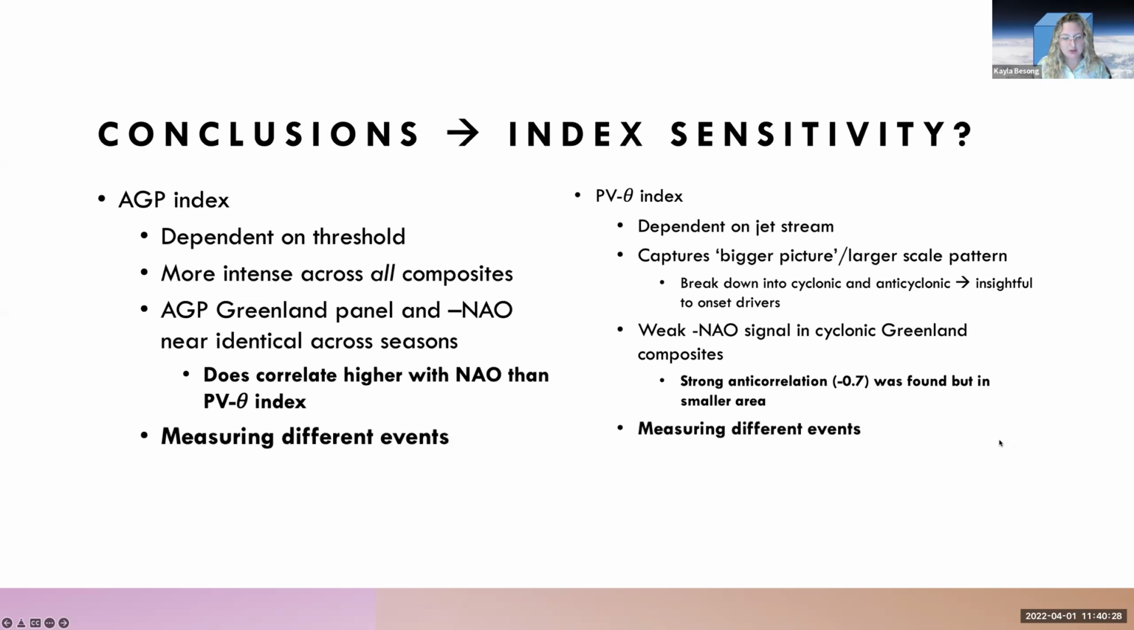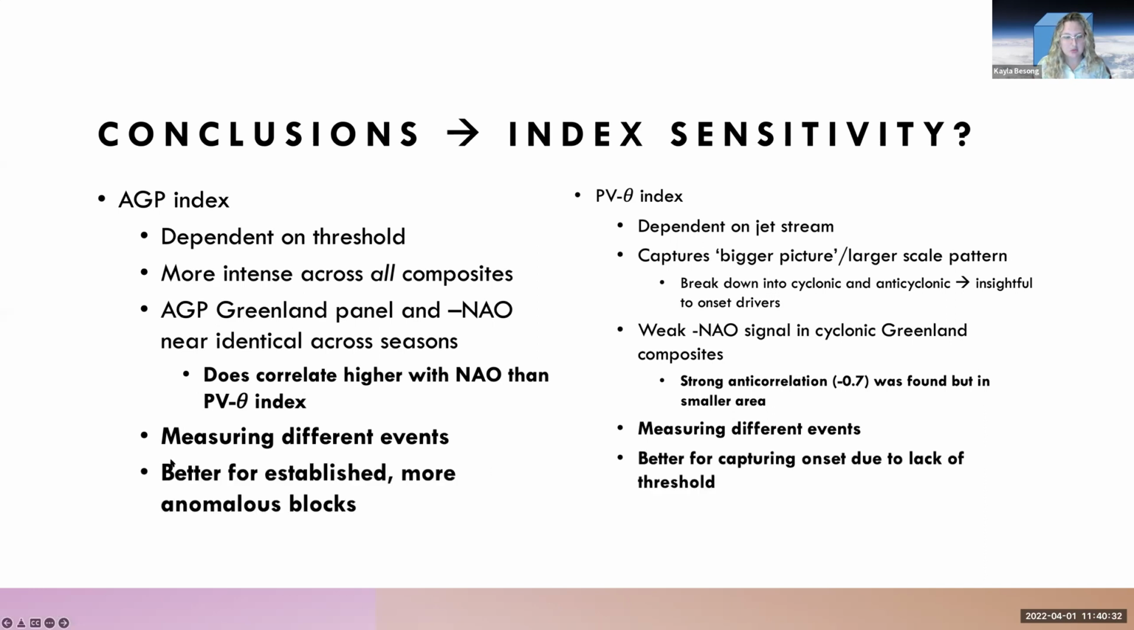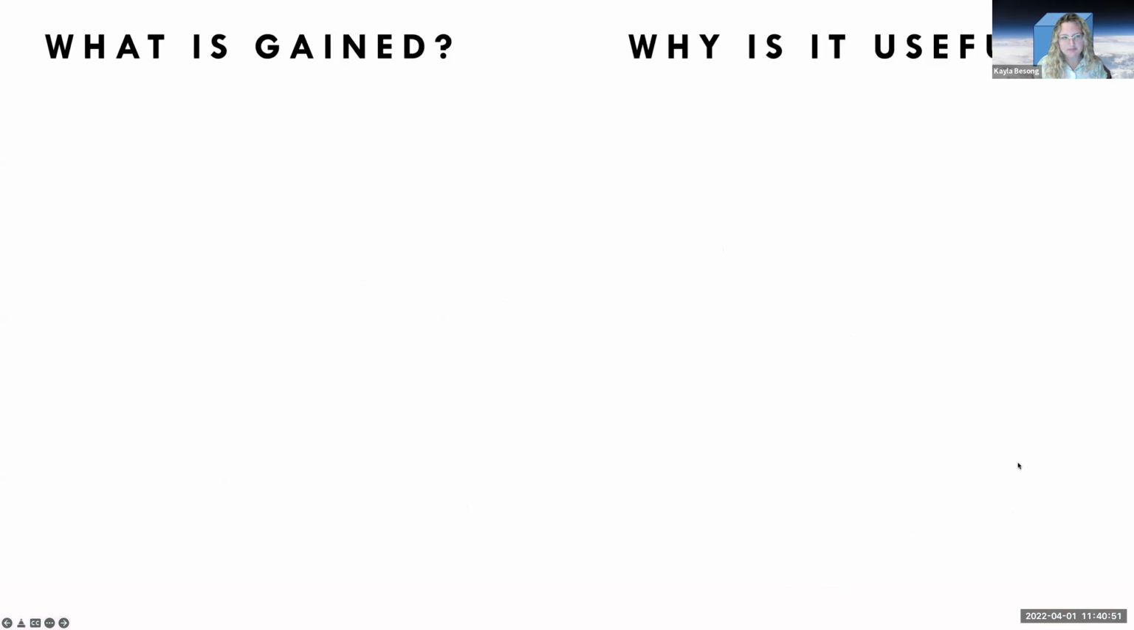We've also been able to conclude that each index is measuring different events. And one further conclusion is that the AGP index is better for established, more anomalous blocks, where the PV theta index might be better for capturing the onset, due to the lack of threshold and its ability to capture some of that variability. PV theta is also shorter in duration compared to the AGP, which is longer.